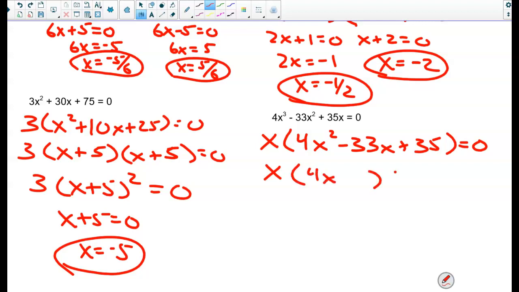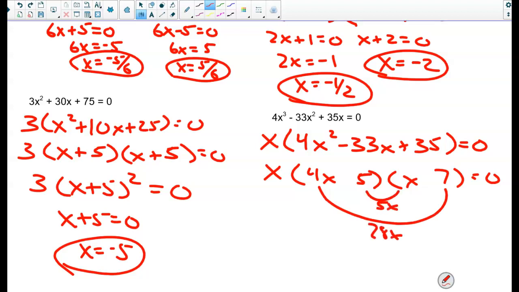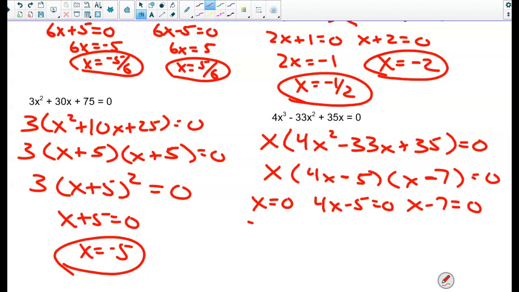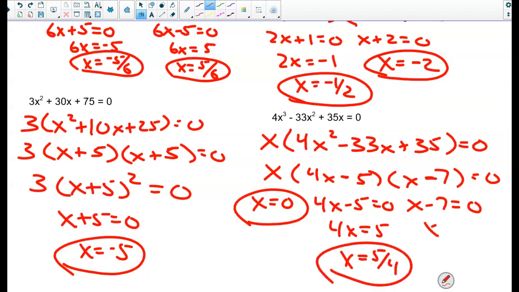I could do 4x and x. And now let's try 7 and 5. If I put the 7 here and the 5 here, 28x and 5x, well, those can combine to be a negative 33. Negative 5, negative 7. And now we set the GCF equal to 0, the 4x minus 5 equal to 0, and the x minus 7 equal to 0. x equals 0 is an answer. 4x equals 5, x equals 5/4 is an answer. And then we add 7 to both sides, and x equals 7 is my answer.